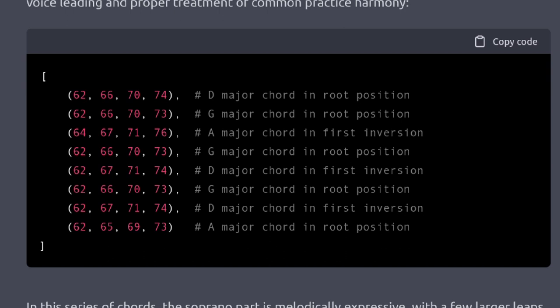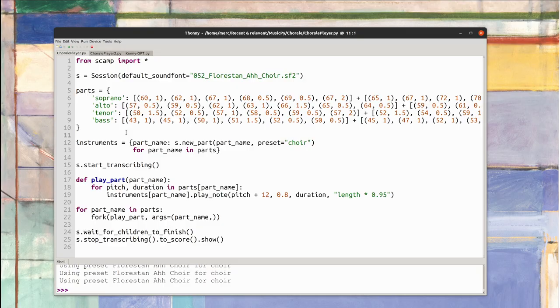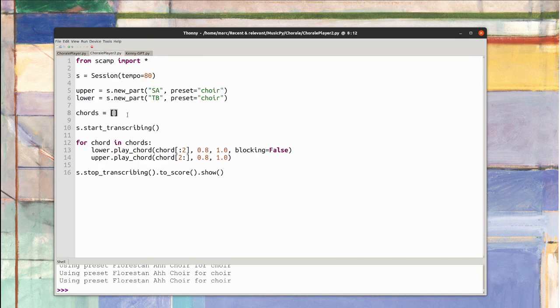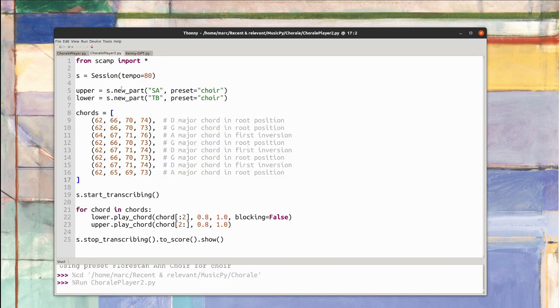I changed up the format and asked ChatGPT to express the chorale as a series of vertical sonorities. I then plugged that into a different script, built to take that format. Here's how that turned out.